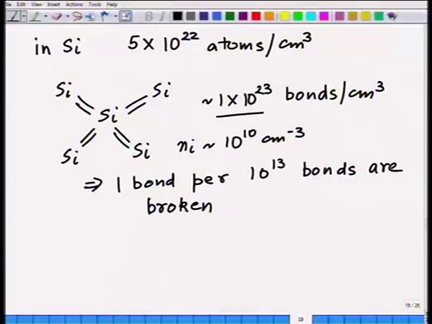Of course, this number could not have been very large. If it were very large and a huge majority of the bonds were broken, then obviously this would not remain a semiconductor at all. I should say it would not remain a material with all the bonds broken. All right. So, with this, let me close this topic today of intrinsic semiconductors and the general comments which apply to all semiconductors, intrinsic or not. And from the next lecture, we will start with extrinsic semiconductors, namely the doping of semiconductors.